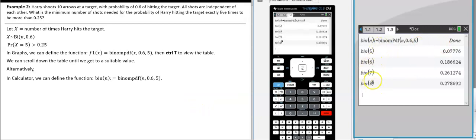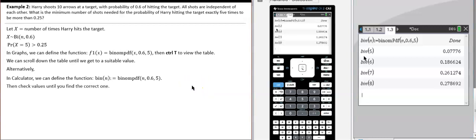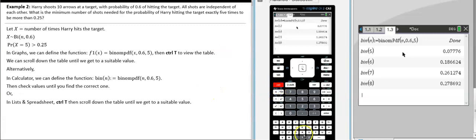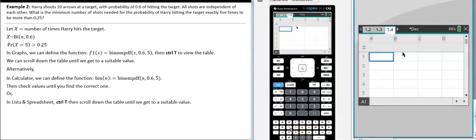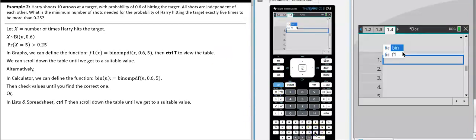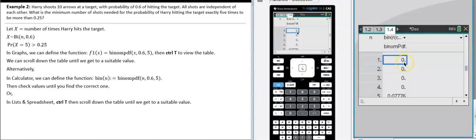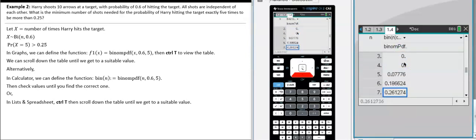Instead of testing them, because if this were quite a large number, you might not want to do all of that typing, what we could do is, after we've defined our binomial PDF, open a lists and spreadsheets page and press Control T to insert a table. We'll ask for bin, the one that we've been using, and it creates all of the values like we saw before on the graphs version. So any of these would be acceptable ways to find the answer to this question.